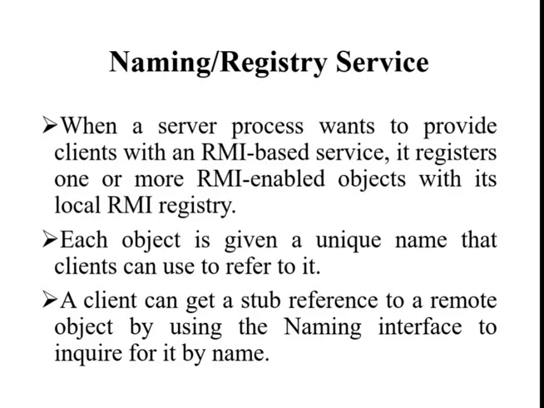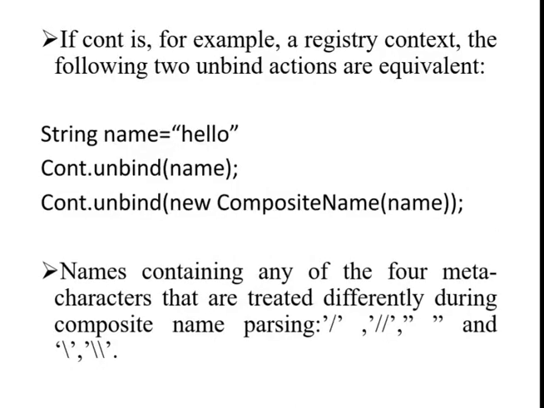This is all about the naming services. Then the next topic is naming and directory service. The Java Naming and Directory Interface, that is JNDI, is an application programming interface (API) that provides naming and directory functionality to applications written using the Java programming language. It is defined to be independent of any specific directory service implementation.